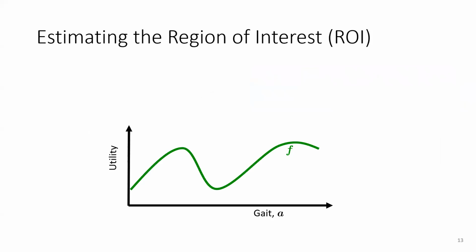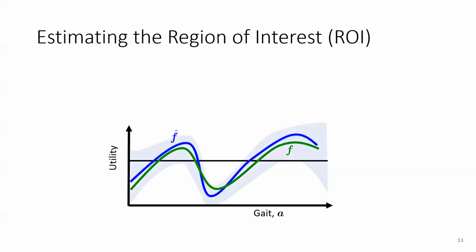The green function f is the true utility function that we want to learn. We assume that there is some threshold on the utilities such that the action in the region of avoidance has utilities that fall below this threshold. Now f hat is our model's best estimate of where the utility function f lives, and it has some associated uncertainty with it, indicated by the blue shading. We call the true region of avoidance threshold b, while the region of avoidance threshold in the model b hat.